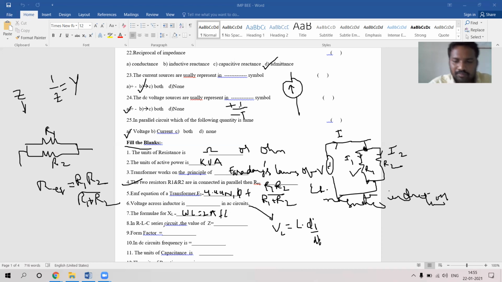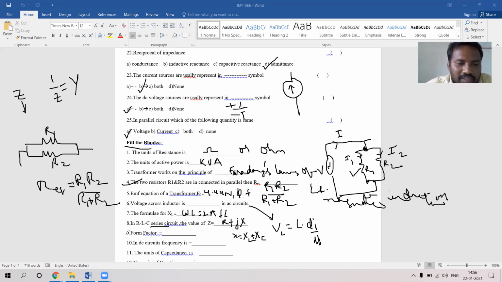Question number 8. In an RLC series circuit, what will be the value of Z? Z is nothing but impedance. So a series circuit is mentioned. Z is equal to R plus jX, where X is equal to either XL minus XC or XC minus XL. That's why I am writing plus or minus XC.